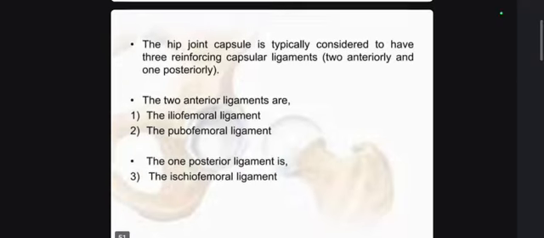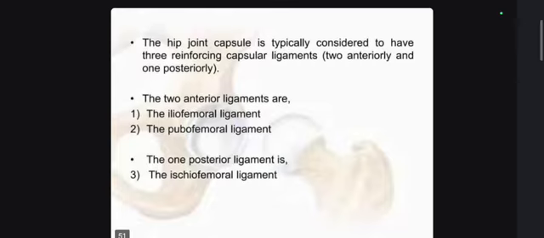The hip joint capsule is typically considered to have three reinforcing capsular ligaments, two anteriorly and one posteriorly. The two anterior ligaments are the iliofemoral ligament and the pubofemoral ligament. The one posterior ligament is the ischiofemoral ligament.